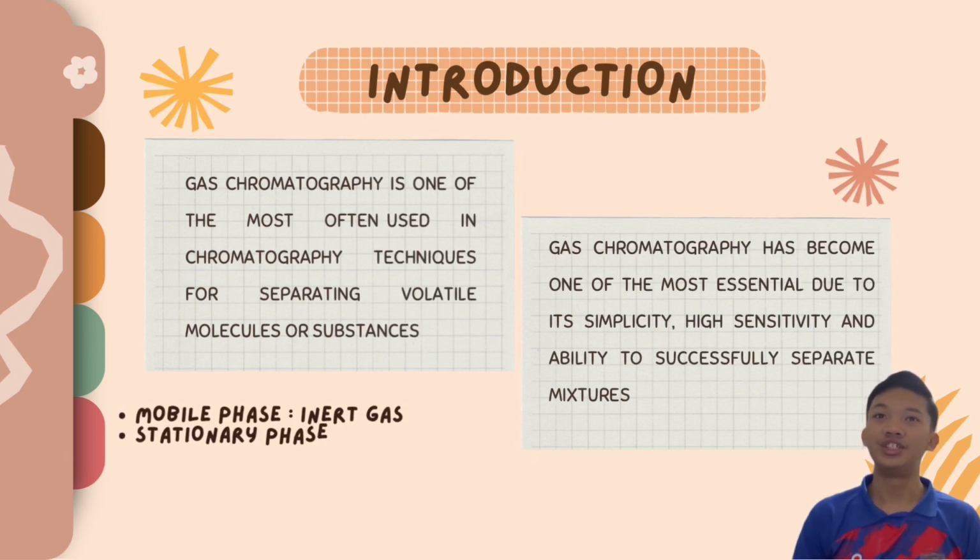So for the introduction, gas chromatography is one of the most often used chromatography techniques for separating volatile molecules or substances. Gas chromatography has become one of the most essential due to its simplicity, high sensitivity and ability to successfully separate mixtures. The mobile phase for gas chromatography is an inert gas and the stationary phase is solid or liquid.